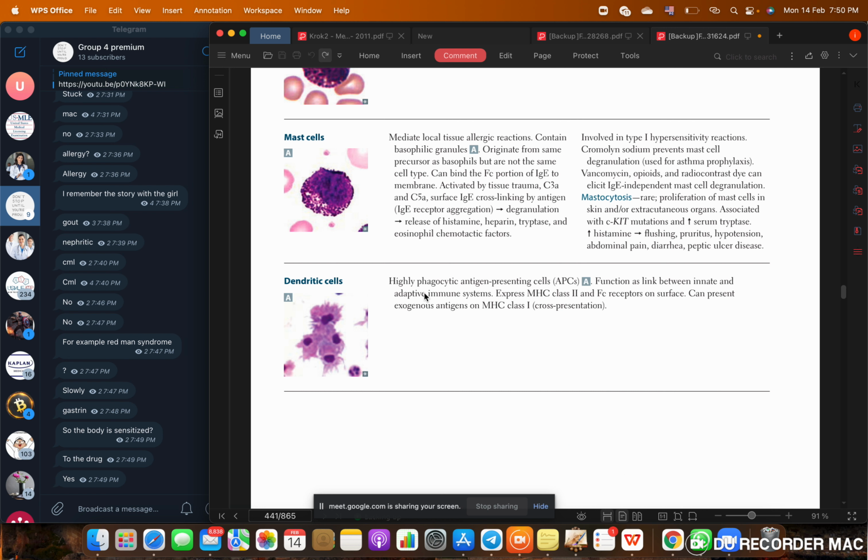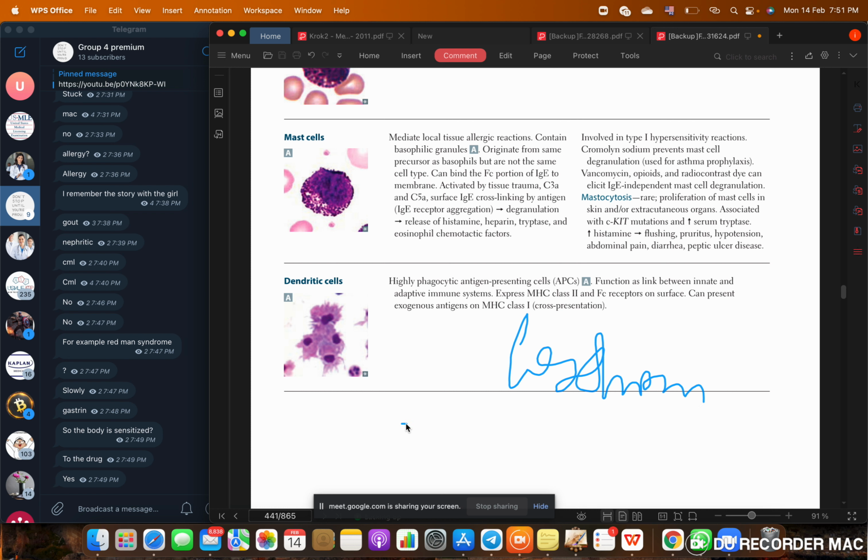So dendritic cells, highly phagocytic antigen-presenting cells, function as a linkage between the innate and the adaptive immune system. Remember that they are mostly under the skin. They can bring an antigen from under the skin and take it to the lymph node. I will give you an example with leishmaniasis, which they love to ask about. A patient gets bitten by an insect known as the sandfly. This sandfly, after biting him, is going to defecate and release a lot of leishmania inside of his skin.